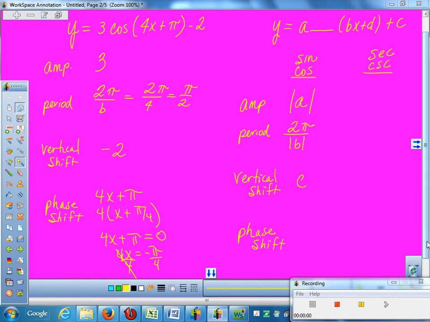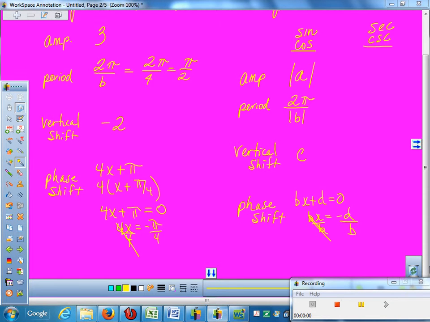Well, since that's bx plus d, I think the easy way is to set it equal to 0. And if I solve it, I'm going to end up with a negative d over b, which means I've shifted it, in this case, left d over b, whatever those numbers might happen to be. So you can also memorize this as a formula as simply negative d over b.